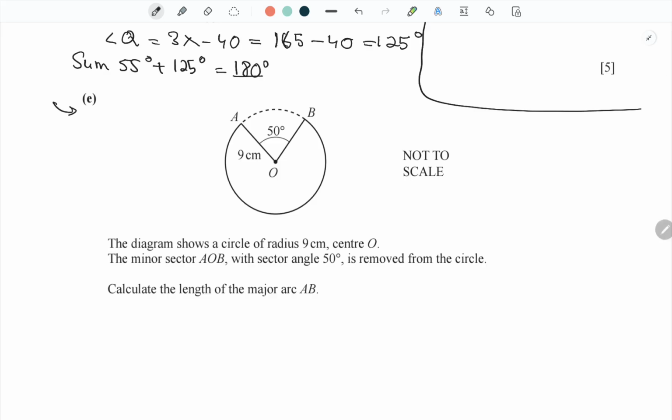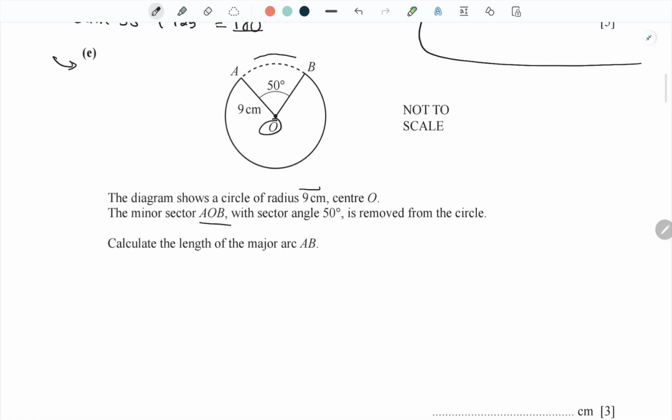Next part. In part E, we have the diagram shows a circle of radius 9 centimeters with center O, right? The minor sector AOB with sector angle 50 degrees is removed from the circle. Calculate the length of the major arc AB. That means we want to calculate this one, right?